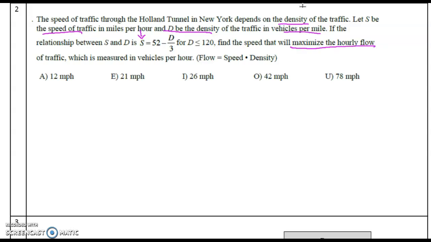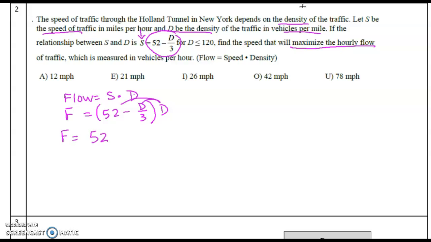So we want to maximize flow, and they give us a hint because they just don't expect you to know how flow works. So flow equals speed times density. Well, I know that this equation is speed, so we do need to substitute that. So 52 minus d over 3 times another density. Okay, so I will distribute, because I know I'm going to have to find the derivative anyway, 52d, and then I'm going to write this as there's like a 1 there, so 1/3 d squared. I think that'll help when you go to find your derivative.